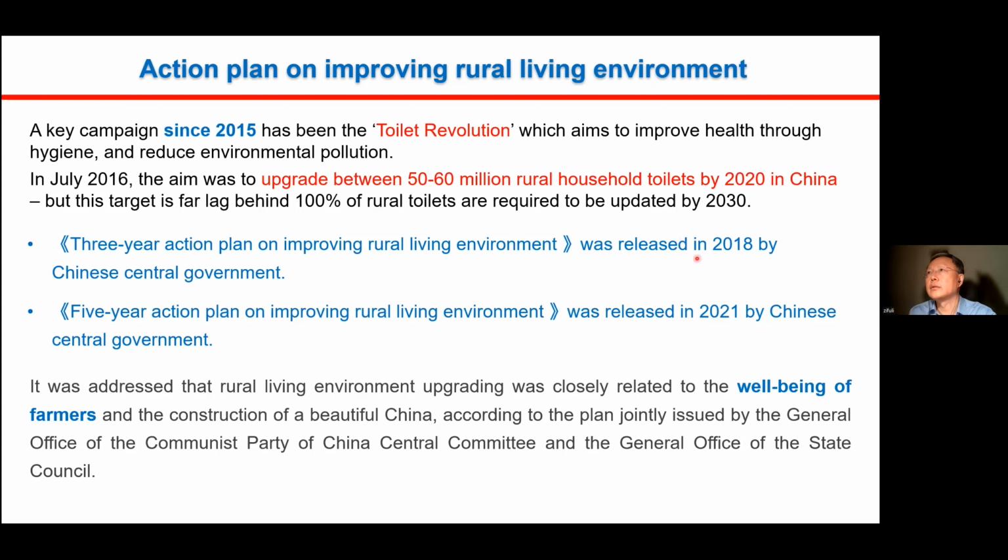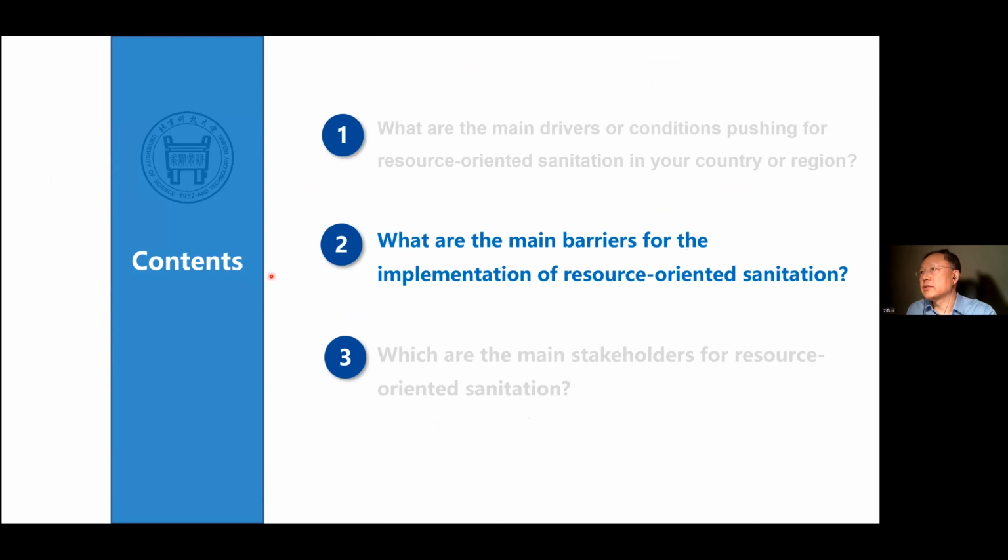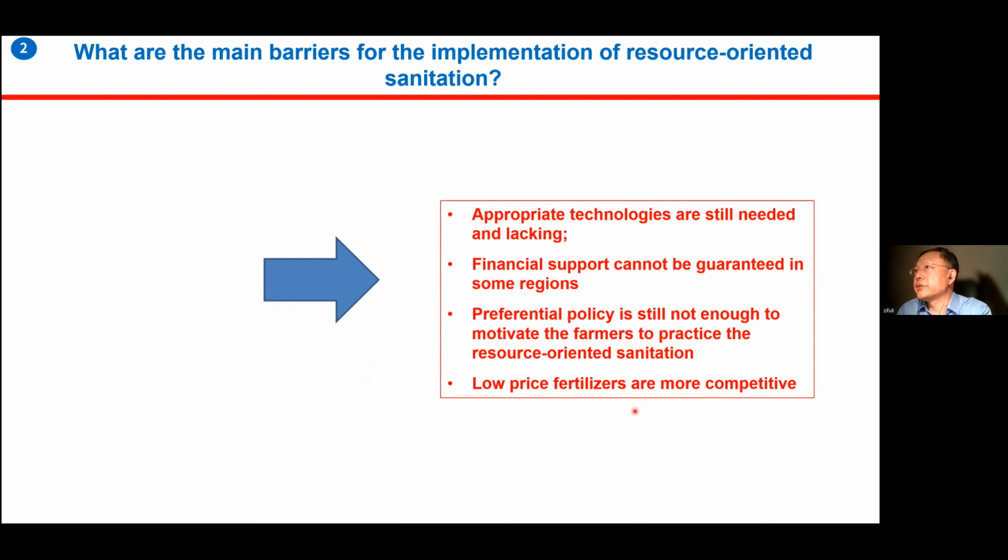So to the second question, what are the main barriers for the implementation of resource-oriented sanitation? You can see appropriate technologies are still needed and lacking. And although the investment is not small, actually it is high, the financial support is not evenly distributed, so this also cannot be guaranteed in some regions.